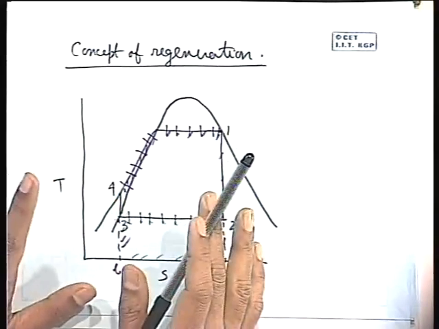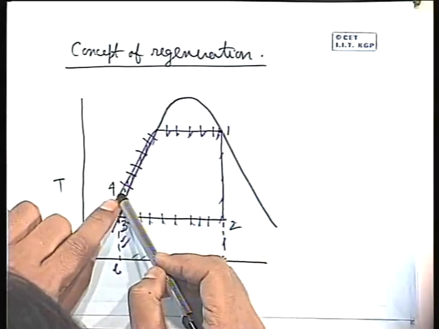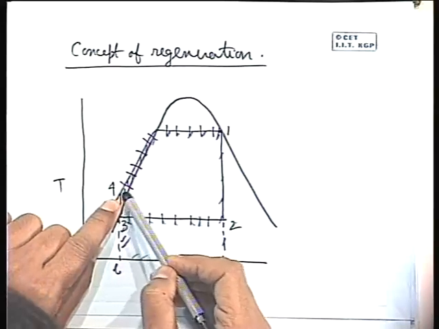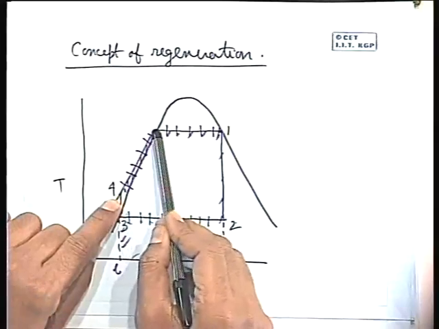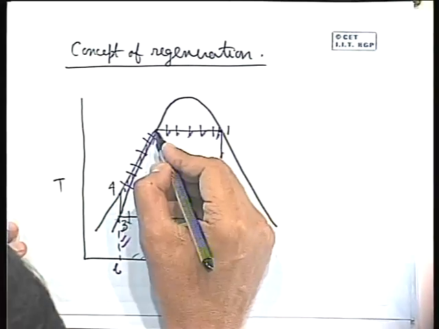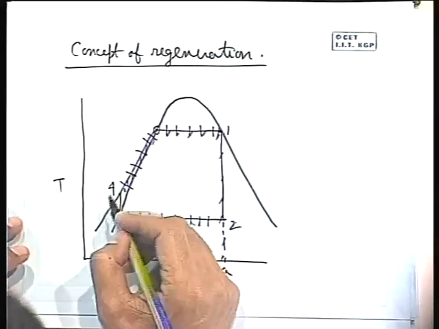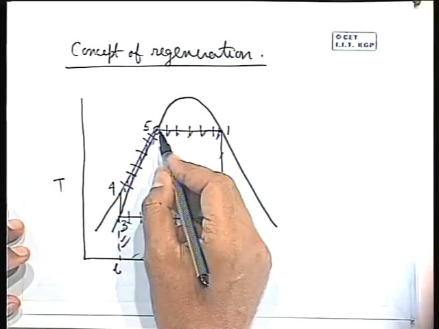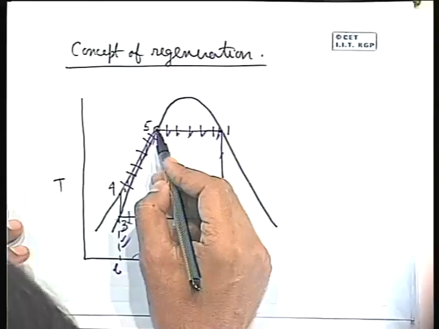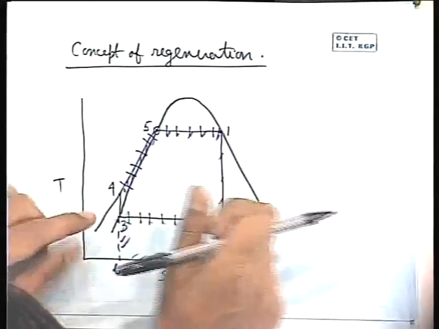Now if you somehow can heat the water at its lower temperature, for example in the lower temperature range from 4 to somewhere here. Let us consider this saturated temperature, 4 to 5. You understand? 5 is the saturated state at that pressure. This is the subcooled state.